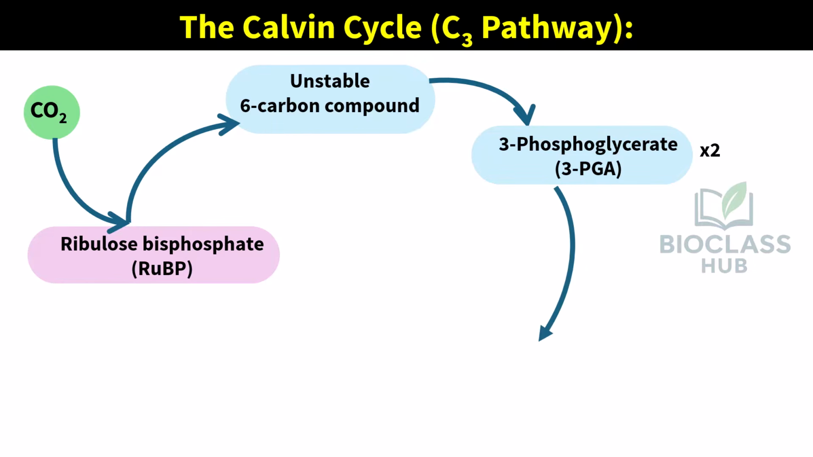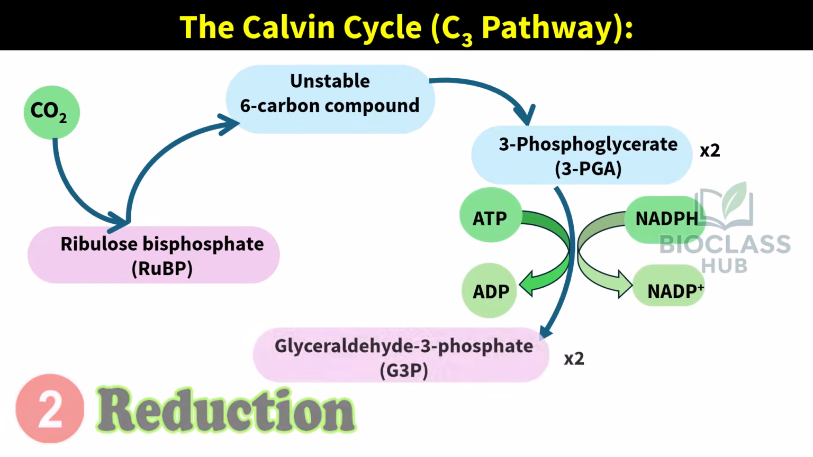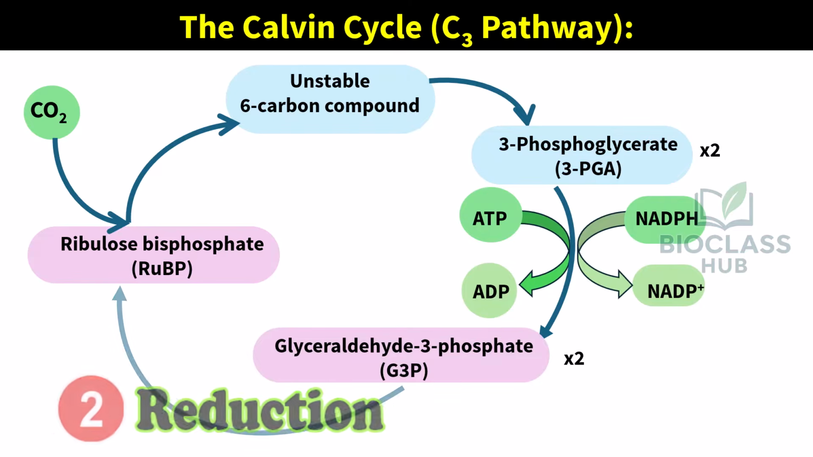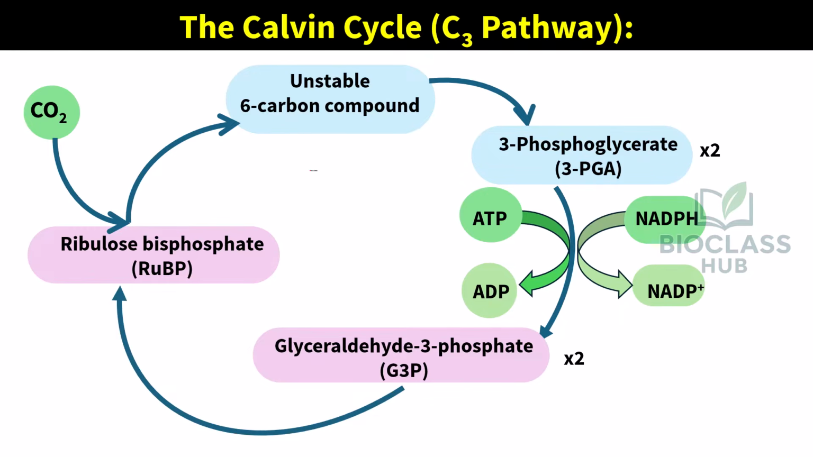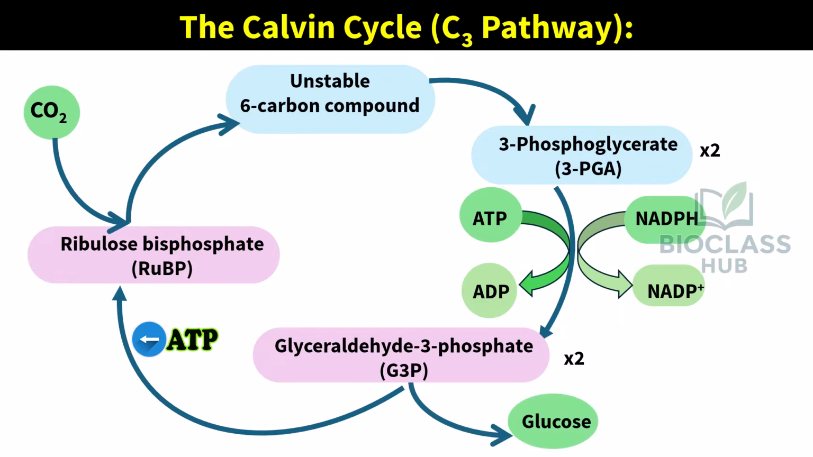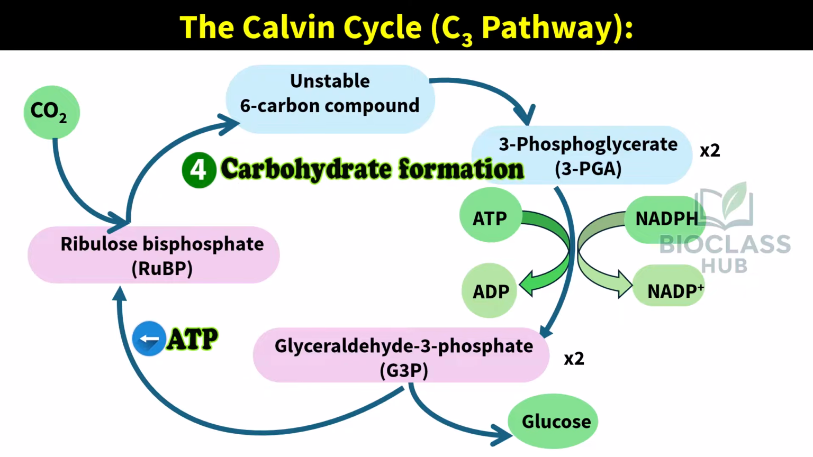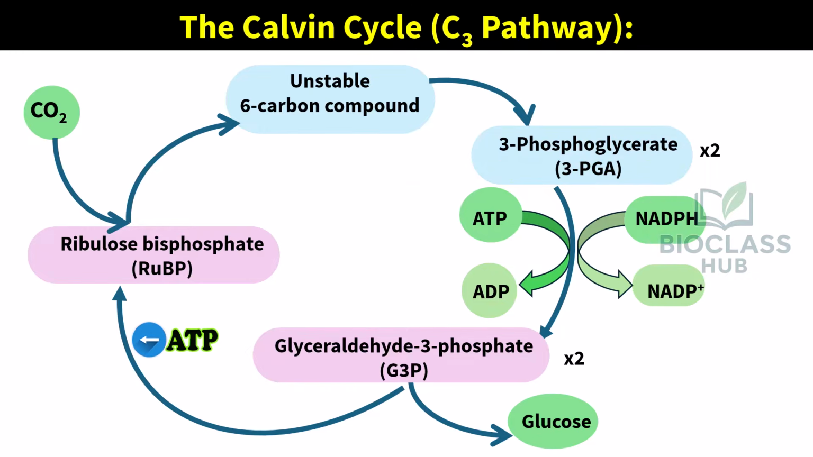Second stage, reduction. 3-PGA is reduced to glyceraldehyde 3-phosphate, G3P, using ATP and NADPH. Third stage, regeneration of RuBP. Some G3P molecules are used to regenerate RuBP using ATP, ensuring the cycle continues. Fourth stage, carbohydrate formation. A fraction of G3P molecules is converted into glucose, starch, or other carbohydrates.